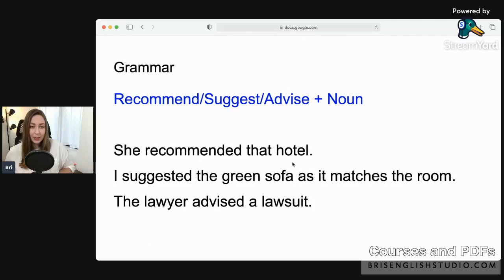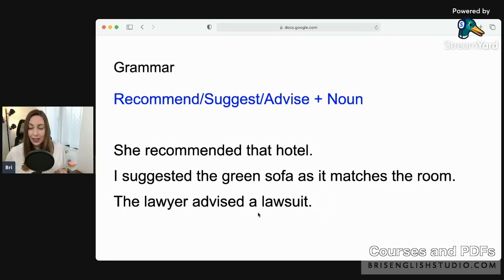So here, if you don't know, this "as" is acting like the word "because." Okay, I suggested the green sofa as it matches the room, because it matches the room. Very good. The last one, the lawyer, someone of authority, advised a lawsuit. Oh, so a lawsuit is a noun.